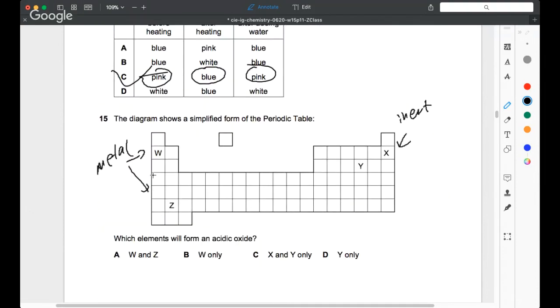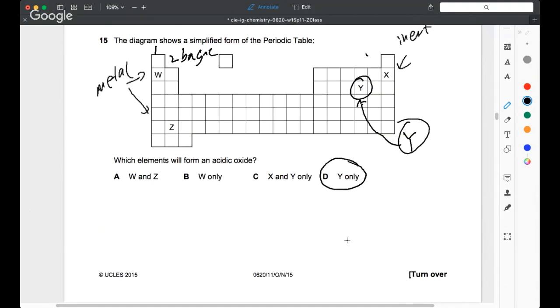Question 15. Okay, so we can see here W and Z are metals, group 1 metals. The metal oxides of group 1 and group 2 metals are basic. X is an inert gas. It does not form a compound with oxygen. So only Y is the remaining choice. So the correct answer is D.